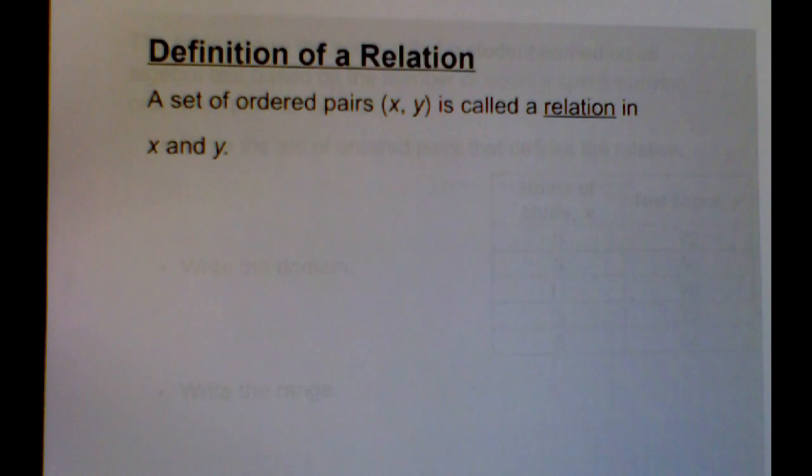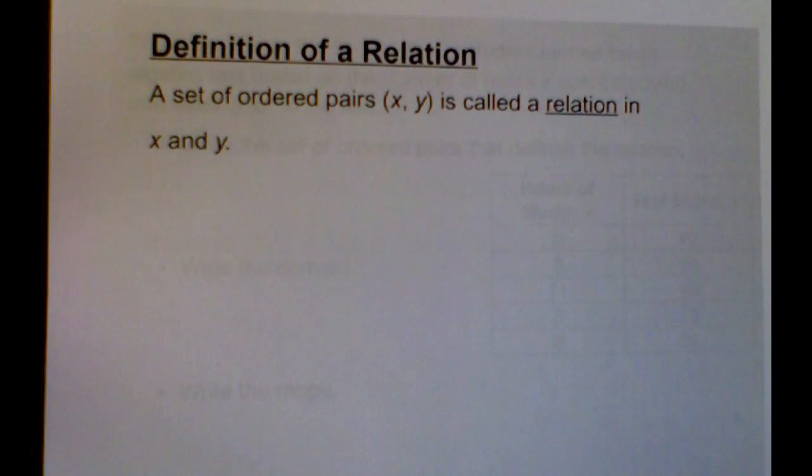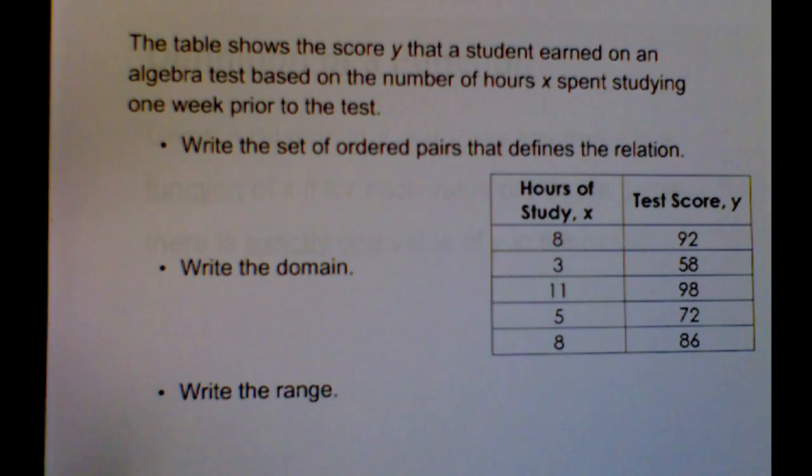So the definition of a relation: a set of ordered pairs (x, y) is always called a relation in x and y. It shows a relationship. So we have a table that shows the score, y, that a student earned on an algebra test based on the number of hours, x, spent studying one week prior to the test. So we're going to write the set of ordered pairs that defines the relation.